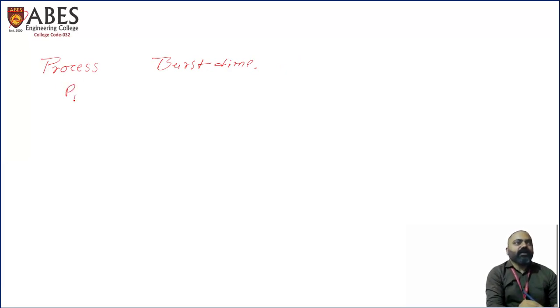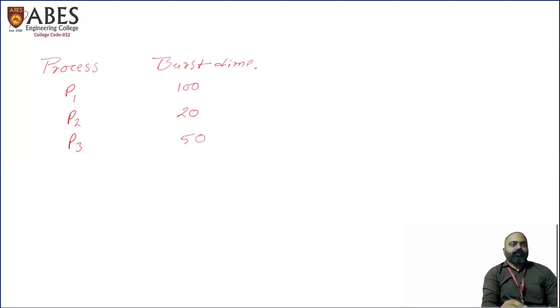Suppose there are three processes P1, P2, and P3 with their respective burst times 100, 20, and 50. How will the processes get executed? Let us see. We make a Gantt chart for execution.